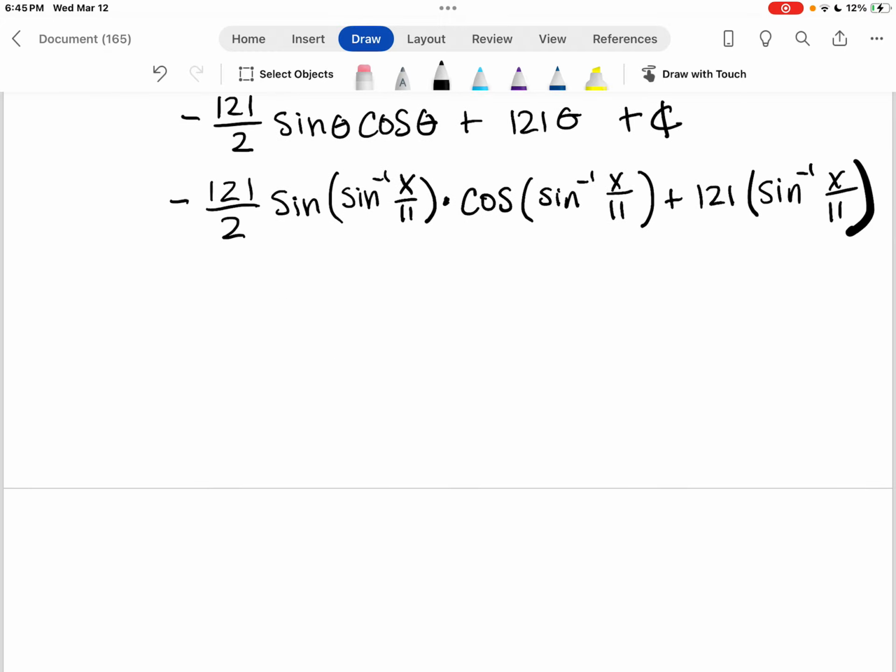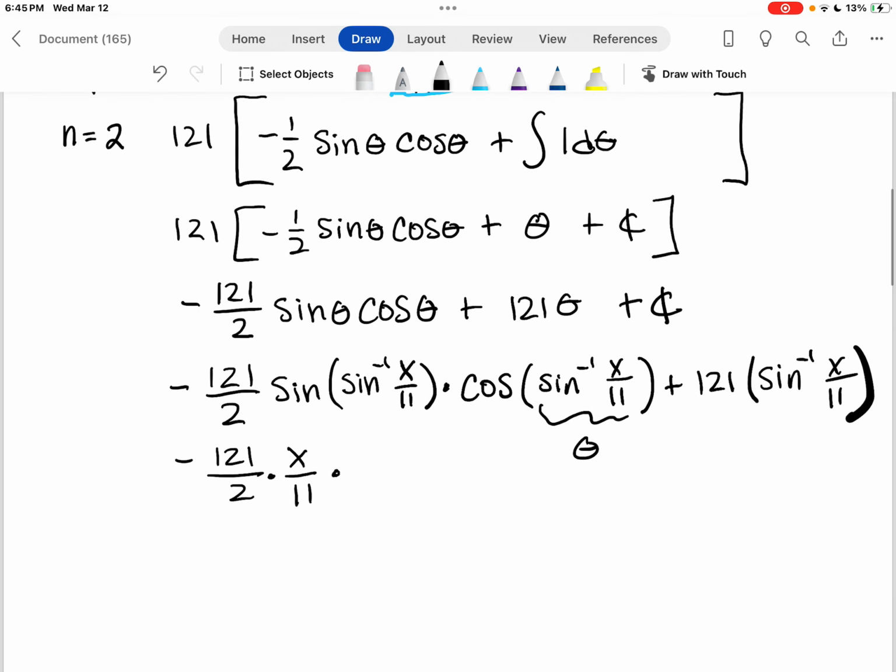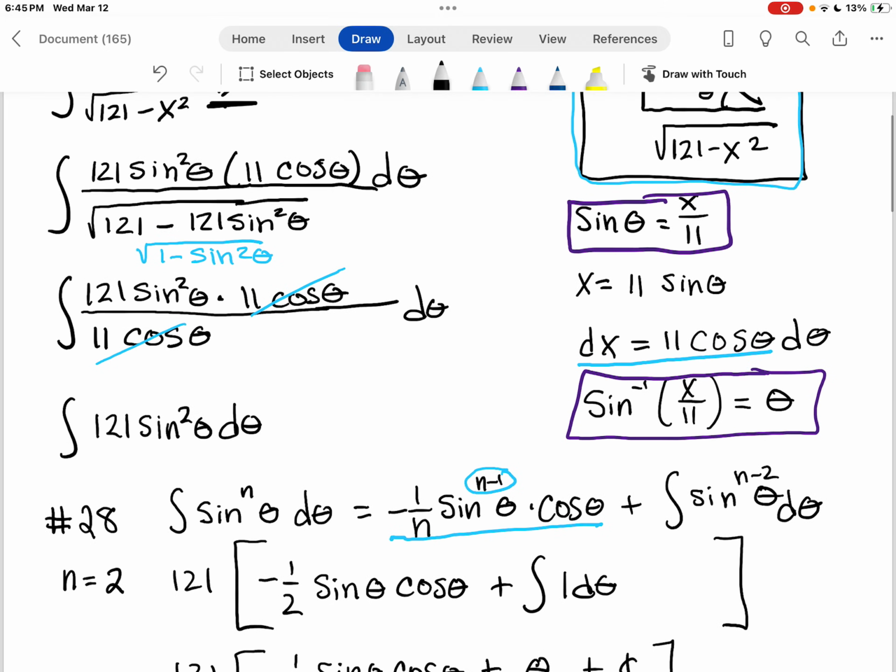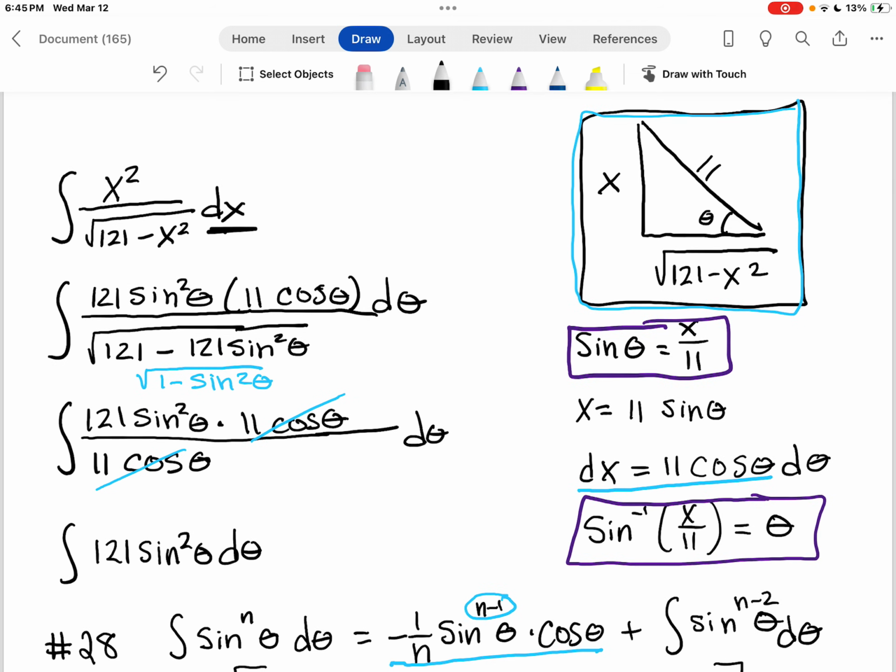Now let's simplify this. If I have the sine of inverse sine of x over 11, that's just going to be x over 11. Now I'm going to find cosine of inverse sine of x over 11. This, remember, is equivalent to theta, so if we go back up and look at our triangle, we'll be able to figure out what cosine theta is. Cosine is adjacent over hypotenuse, so cosine theta is going to be the square root of 121 minus x squared over 11.